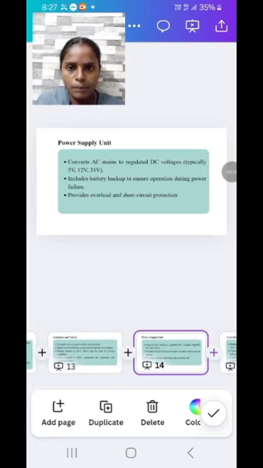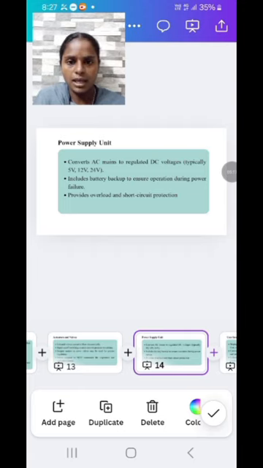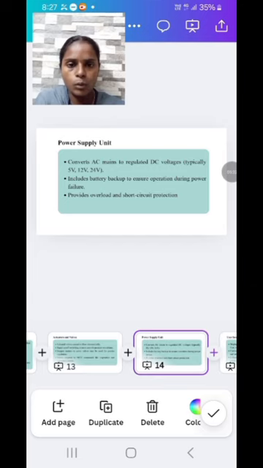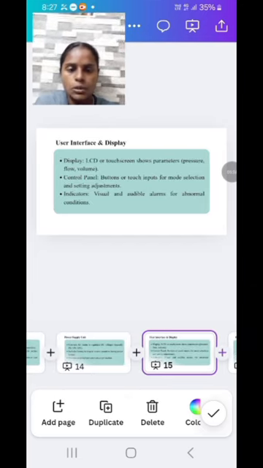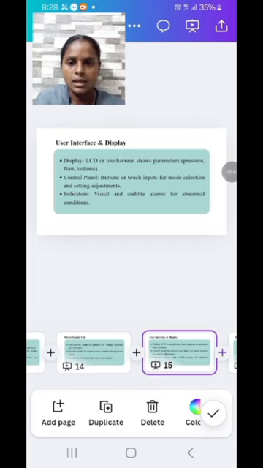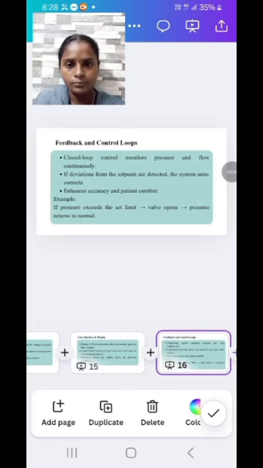Next, the power supply unit. The power supply unit converts the AC mains to regulated DC voltage, typically 5 volt, 12 volt or 24 volt. It includes a battery backup to ensure operation during power failure. It provides overload and short circuit protection. Next, user interface and display. The display is an LCD or touch screen showing the parameters: pressure, flow and volume. Buttons or touch input are used for mode selection and setting adjustment. Indicators give visual and audible alarms for abnormal conditions.